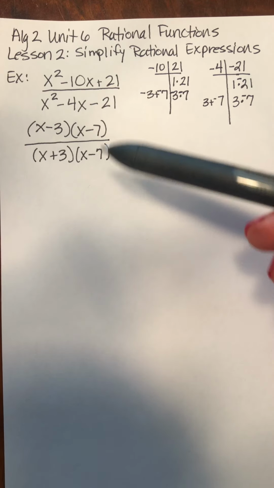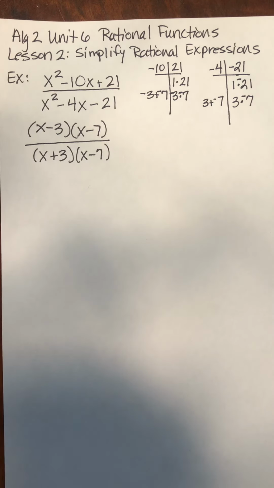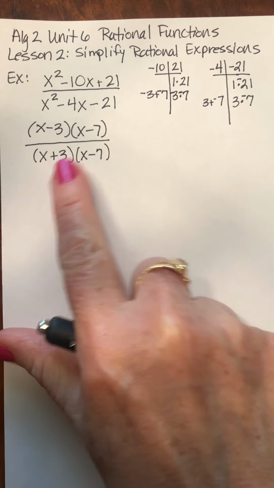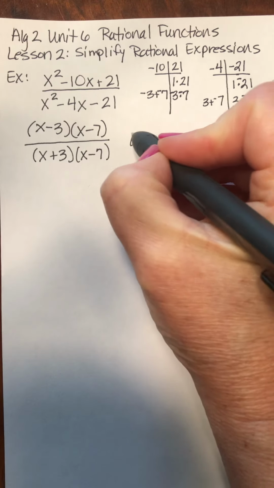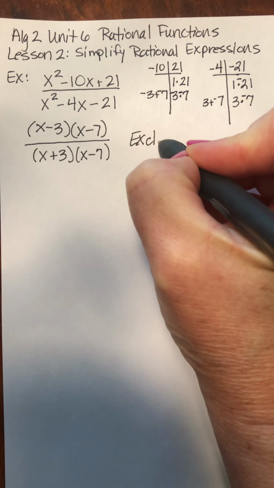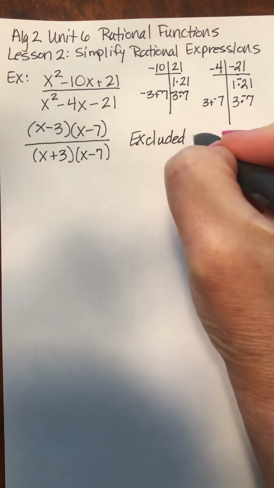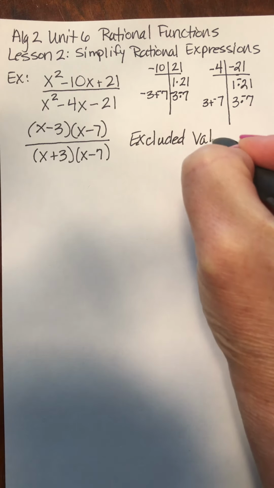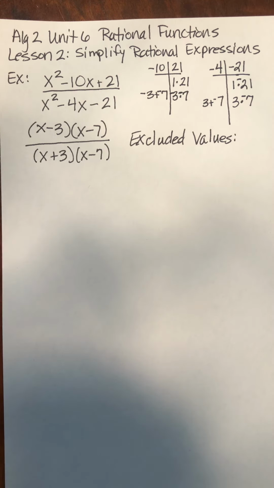But at this point we can. We're going to cross out x minus 7 over x minus 7. But before we do that, we also have to look at what makes this denominator 0. These are called excluded values. Now, excluded is the opposite of included. If you are included in something, then that means that you are a part of it, okay? Excluded means it cannot be a part of it.